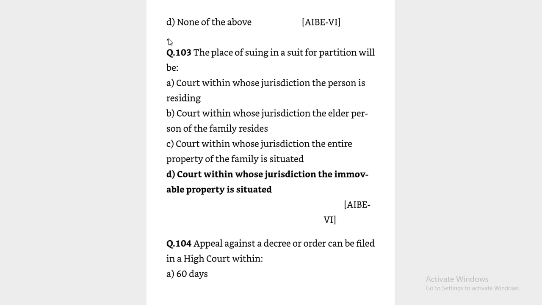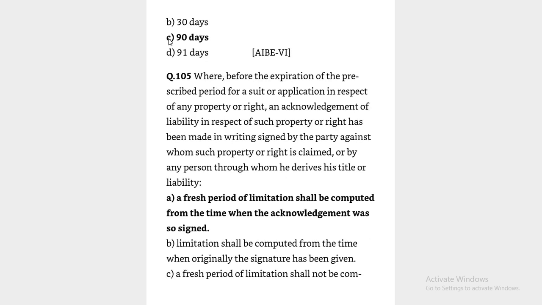Appeal against a decree or order can be filed in the High Court within 90 days. 90 days is the limitation period for appealing the decree.